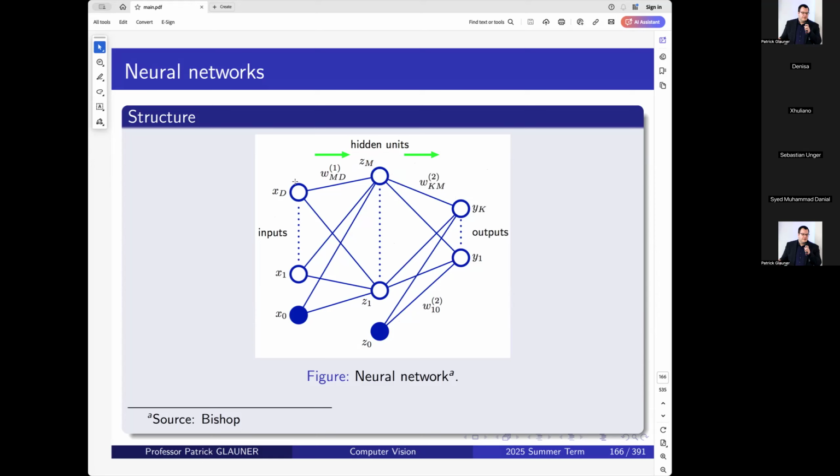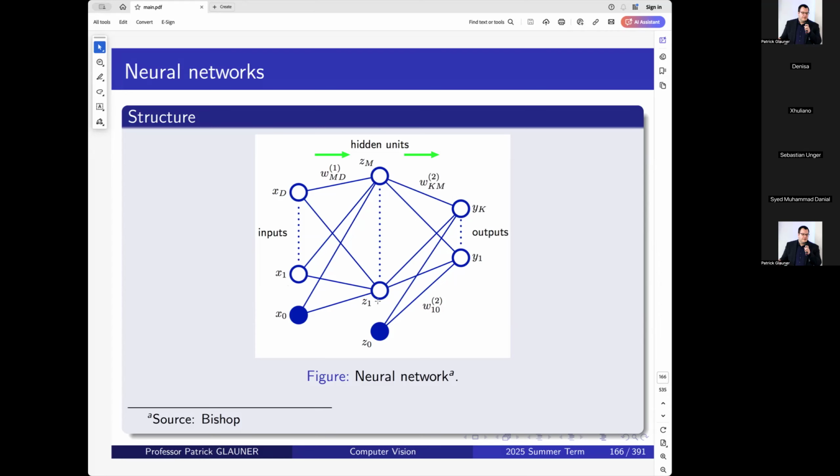It turns out that in the most simple structure, all units of the input layer are connected to all units of the hidden layer. So every input unit is connected to every unit in the hidden layer. So X1 is connected to Z1, Z2, up to Zm.